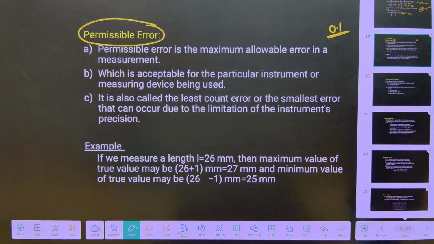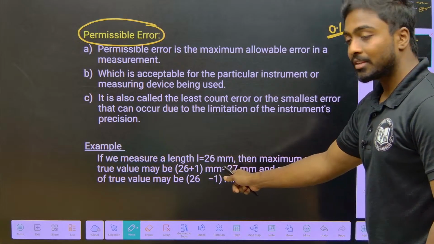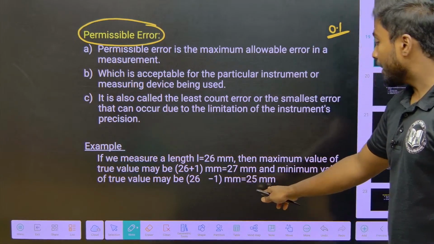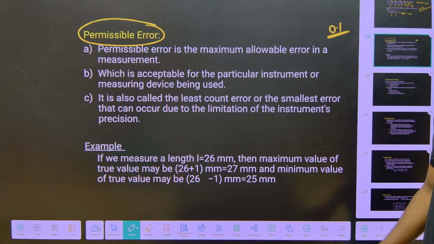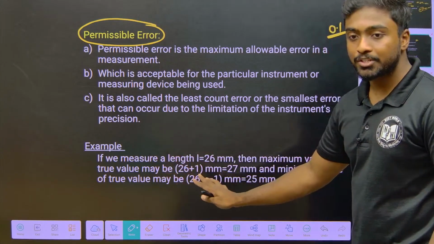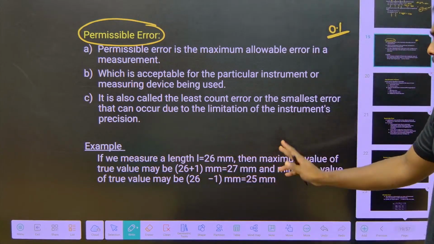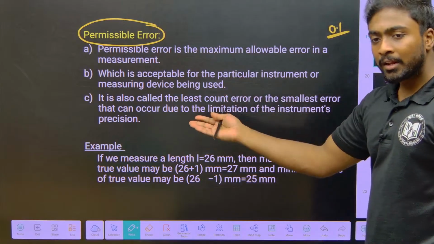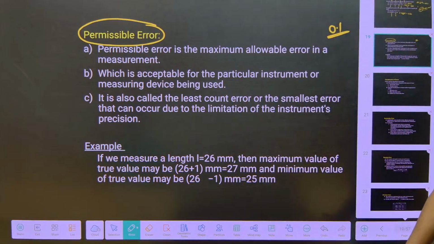Yeah. Understood. So it can be 27 millimeter or it can be 25 millimeter. The true value will lie between these two. Okay, only these two. It won't come more than 27, it will not come less than 25.